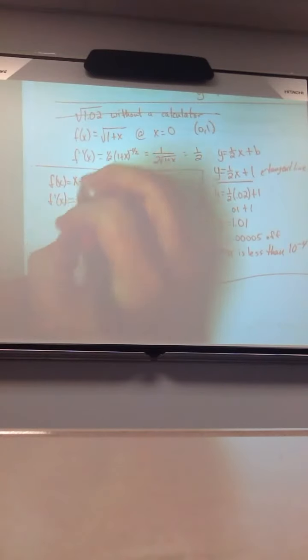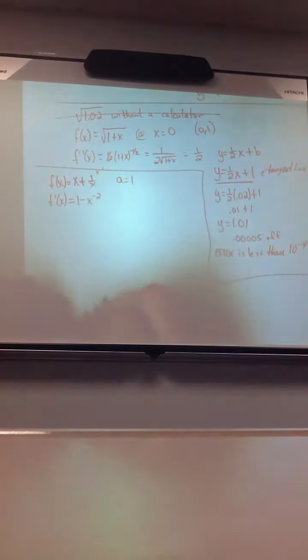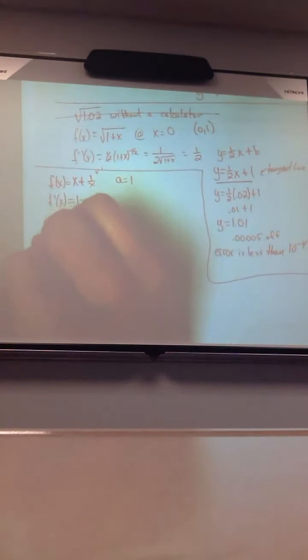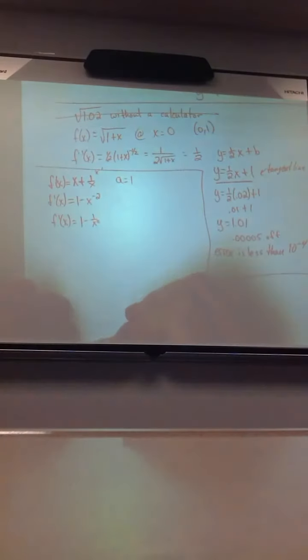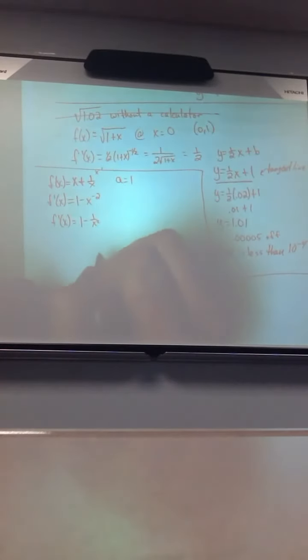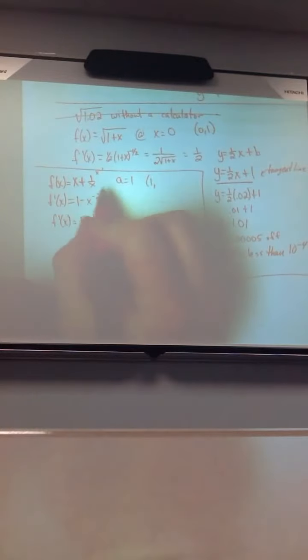That'd be x to the negative 1, so minus x to the negative second. So my derivative is 1 minus 1 over x squared. So my tangent line when a equals 1. Okay, so what would my point be? 1 comma 2.